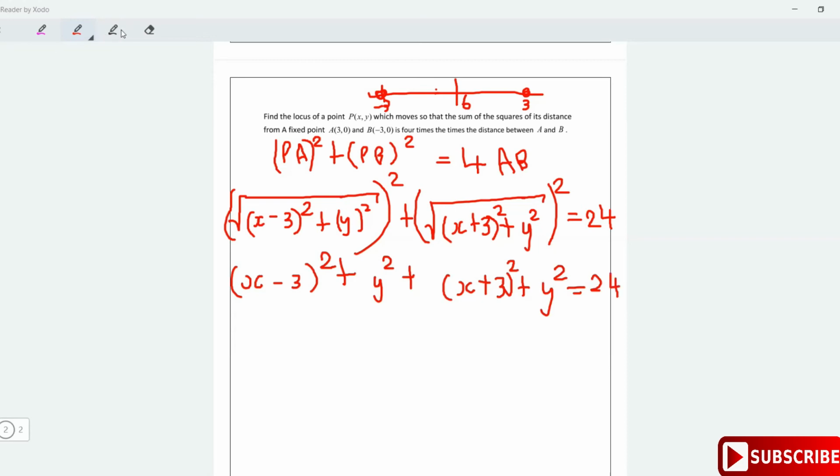As we can see right here, expanding this, we get first term squared, which is x squared, minus twice the product of the two, minus 6x, plus second term squared, which is plus 9, plus y squared, plus first term squared, which is x squared, plus twice the product of the two, 6x, plus second term squared, 9, plus y squared, and that is equal to 24.